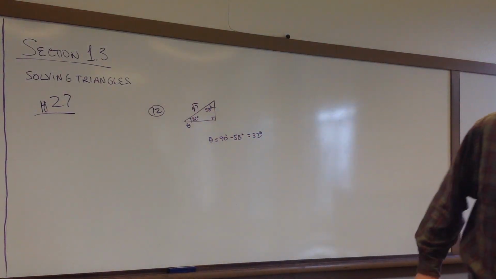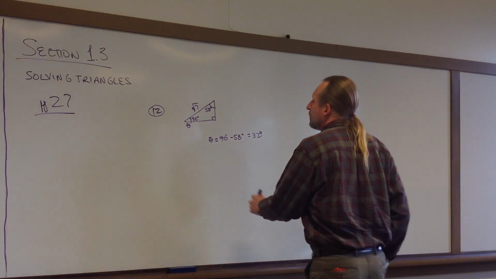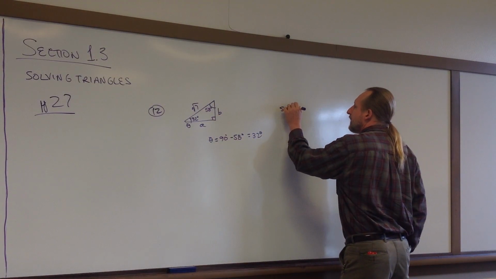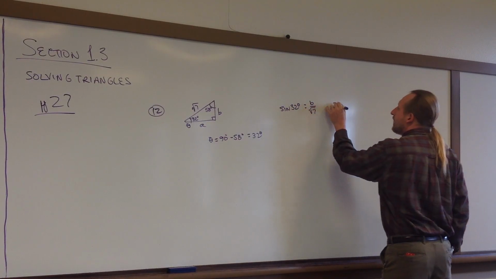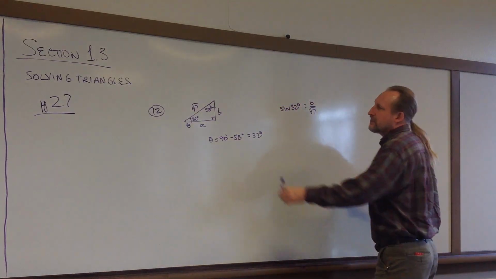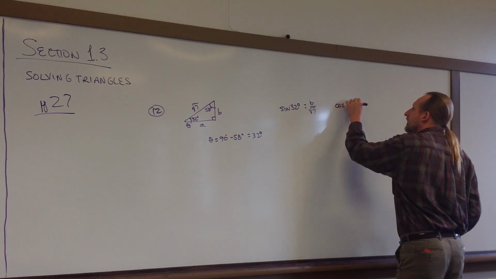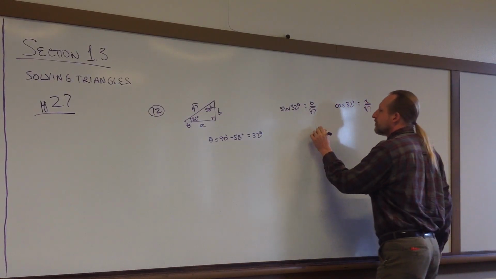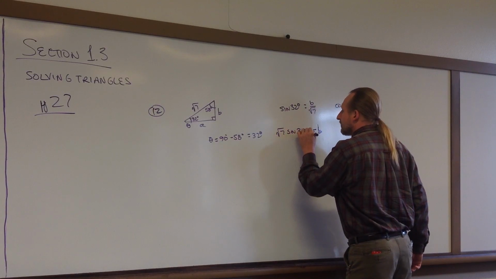Okay. Let's see here. So we need these two sides, A and B. Let's see, I'll say sine of 32 is B over root 7. And sine, let's do cosine. We'll do cosine. It doesn't matter. I could say sine of 58 is A over 7. Or I could say cosine of 32 is A over root 7. And so here B is going to be root 7 times the sine of 32 degrees.